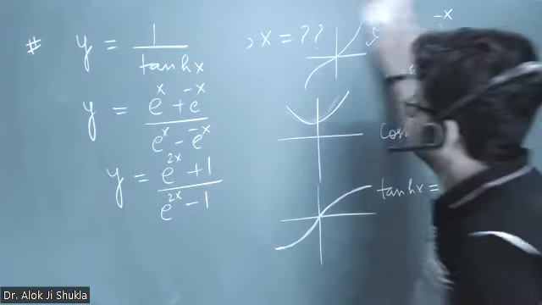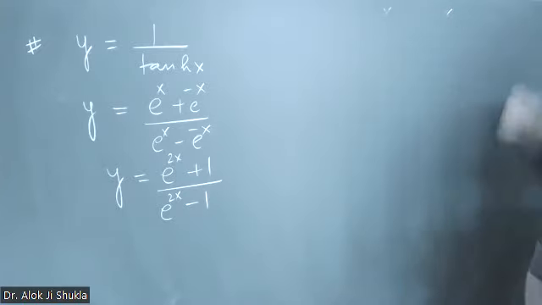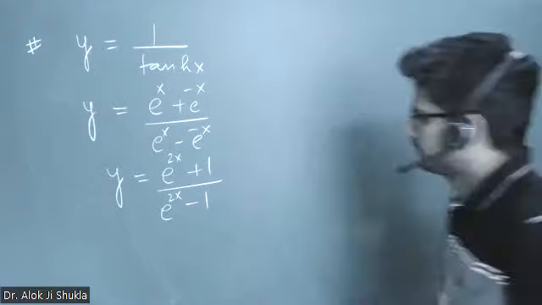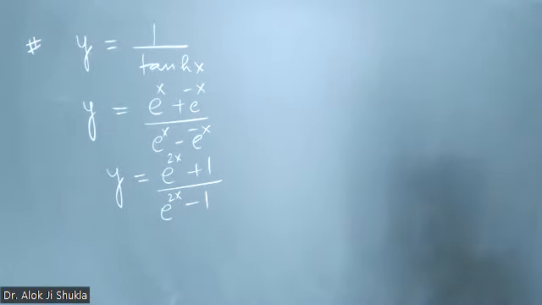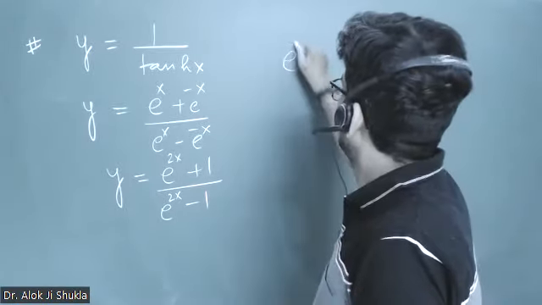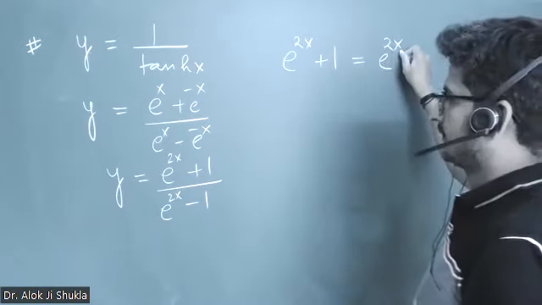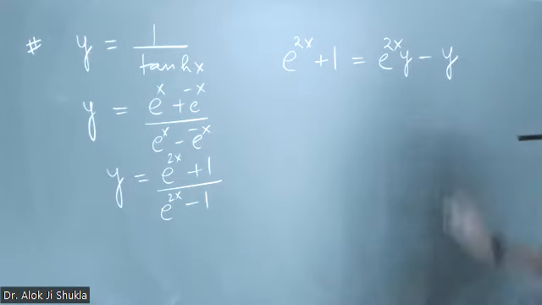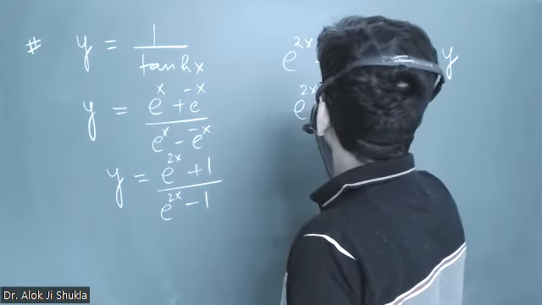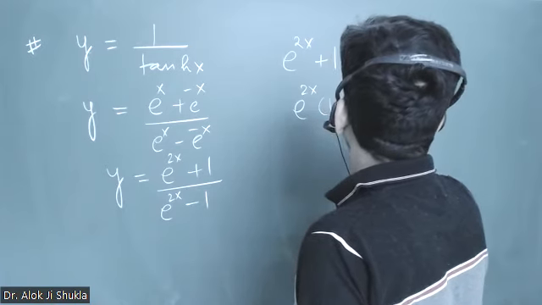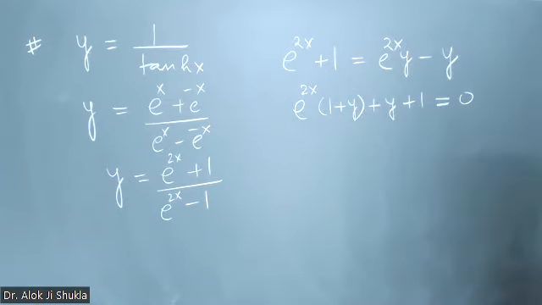So after this, is this step clear to everyone? Yes, sir. So after this, I want the value of x. So I will cross multiply: e to the power 2x plus 1 is equal to e to the power 2x into y minus y. Can I write it like this? And also e to the power 2x times 1 plus y plus y plus 1 is equal to 0. Is this okay?